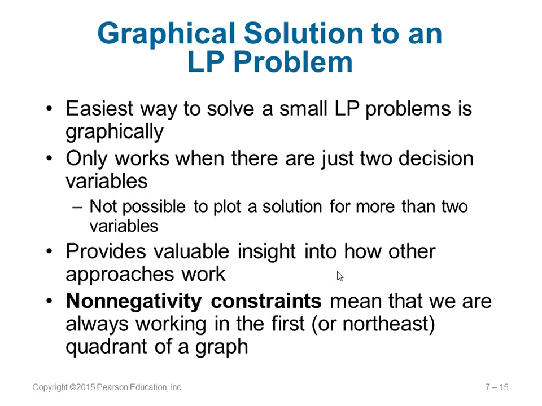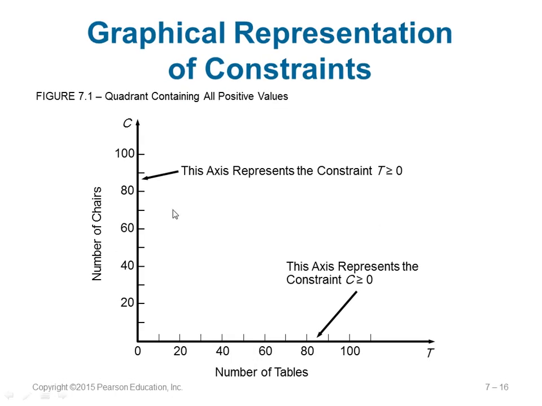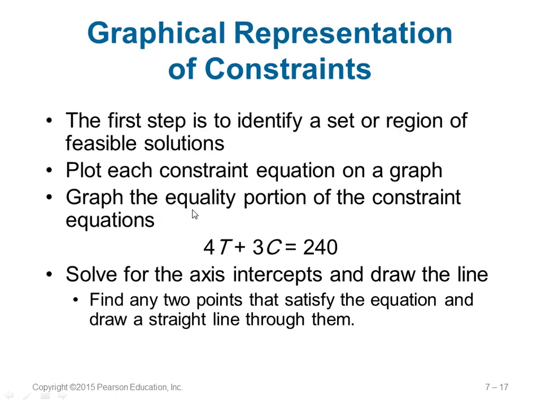If you want to solve it, you can solve it graphically, but this is possible only if you have 2 decision variables. If you have more than 2, it will be difficult to do so, right? And you also have to understand, because we have non-negative constraints, all the representation will be in the first quadrant of the graph, which is the northeast part of the graph. So this is the representation here. So how to solve it?